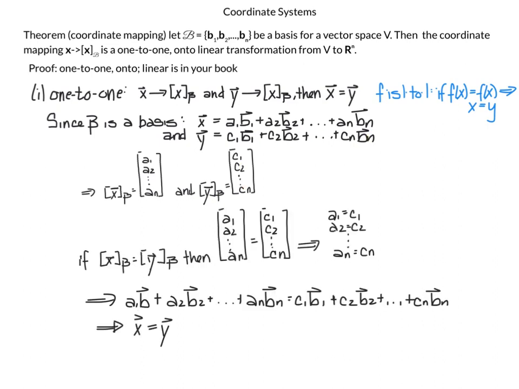Now, if our x with respect to beta and y with respect to beta are equal, then we have a1, a2 up to an, this vector here, is equal to c1, c2, this vector here, up to cn, which, because of the way vectors work, must mean that a1 is equal to c1, a2 is equal to c2, all the way down to an is equal to cn. But if they're equal, that means these two vectors, x and y, must be equal.